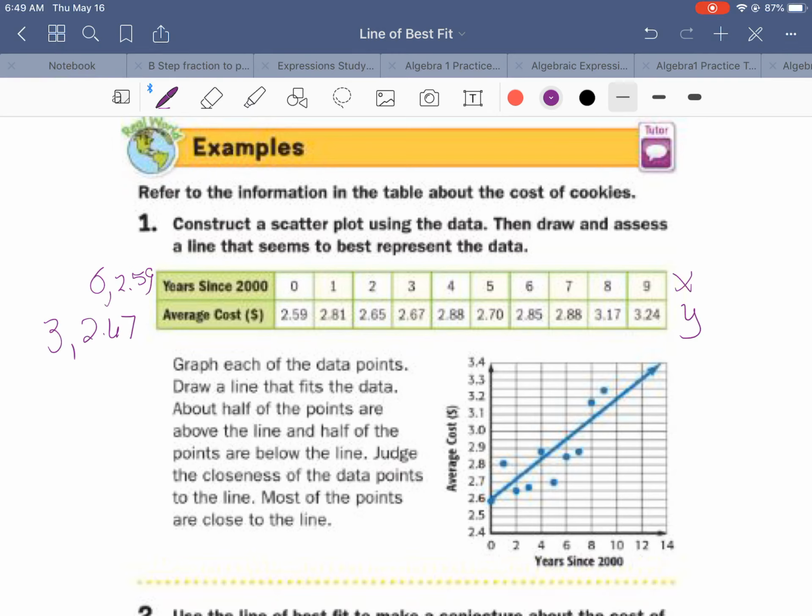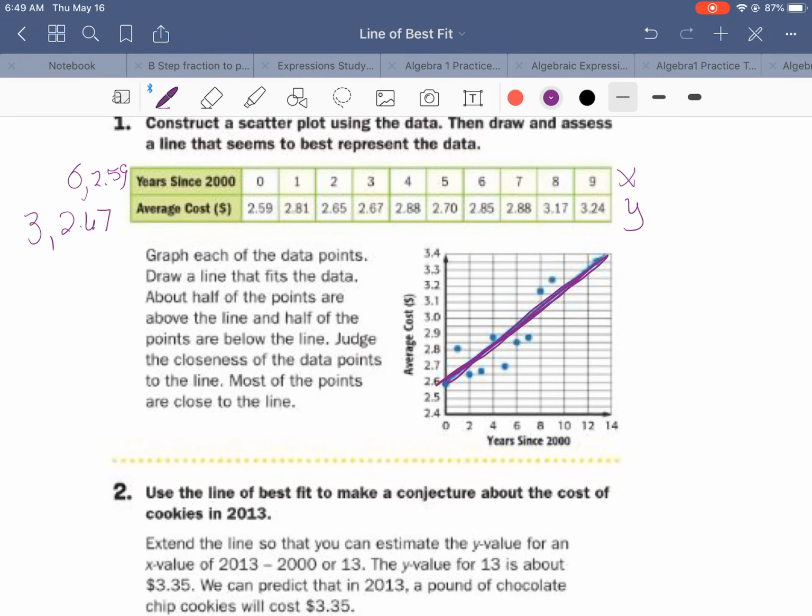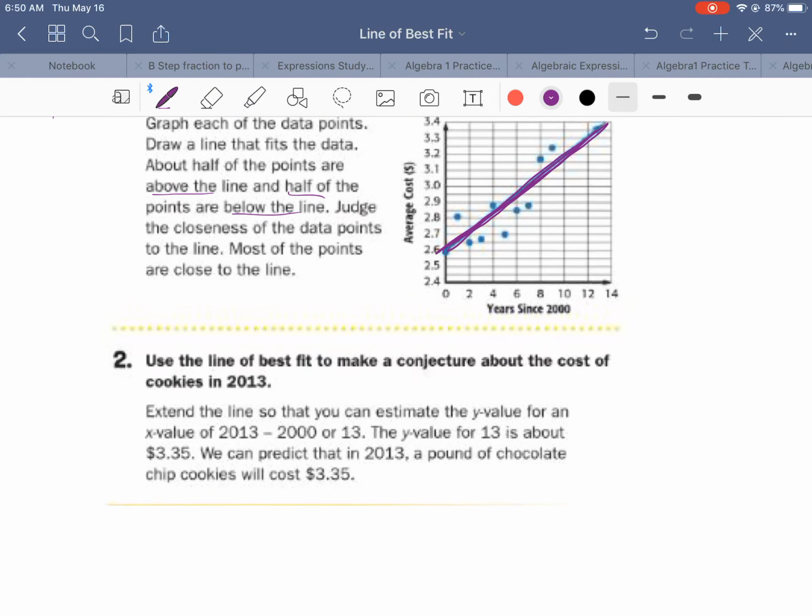Graph each of the points and draw a line that fits the data. So they've basically drawn their line right through the middle of most of the data points. About half of the points are above the line and half are below the line. Judge the closeness of the data points to the line. Most of the points are close to the line.